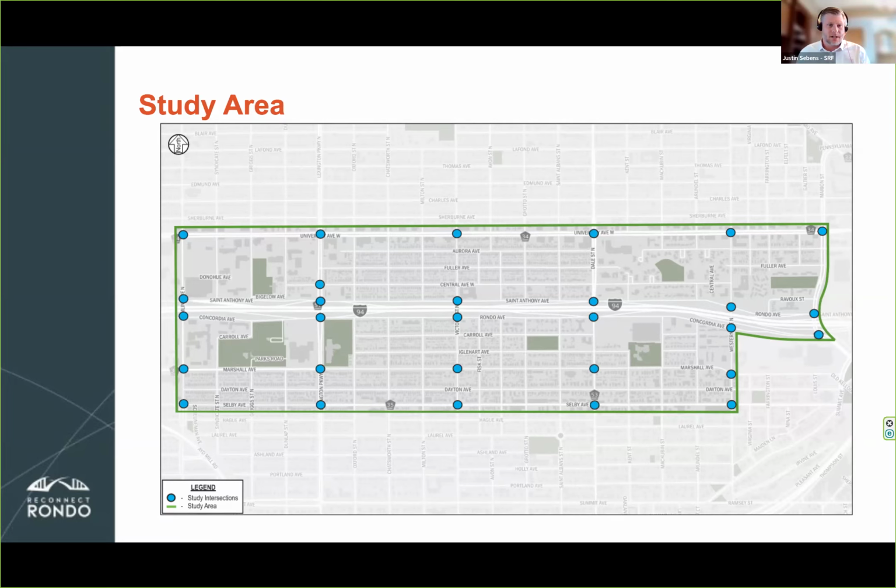The circles that you're seeing on the screen, those blue circles, those are our study intersections. So those are the locations where we're really going to dive in from an operations perspective. We will look at other operations outside of those, on the segments, but really the core of the look, or the core of the effort that we're going through, will focus on those intersections as a whole.